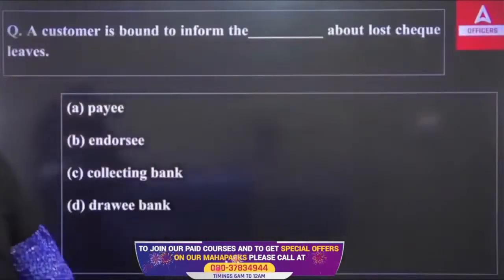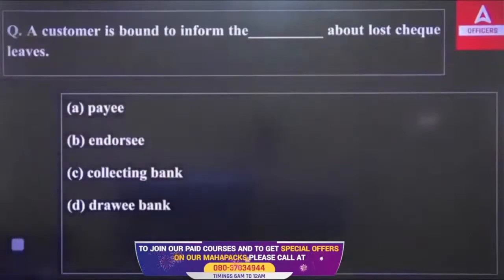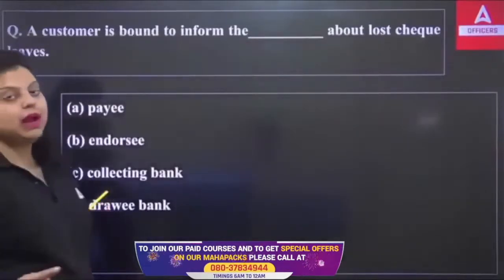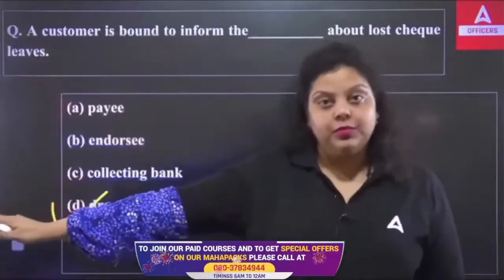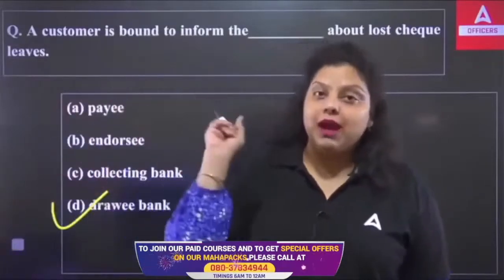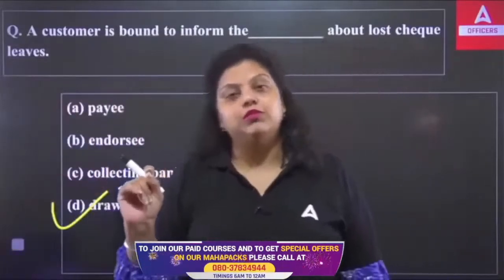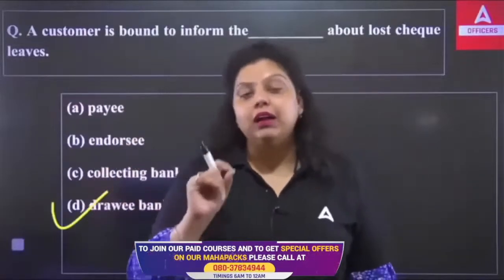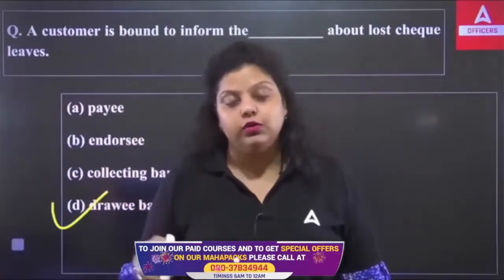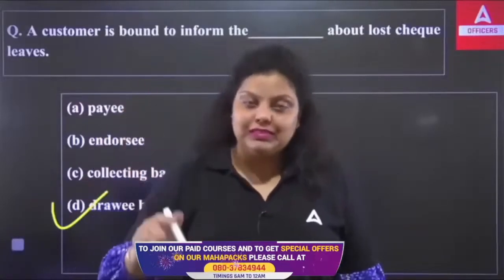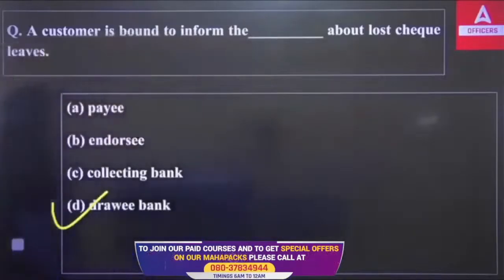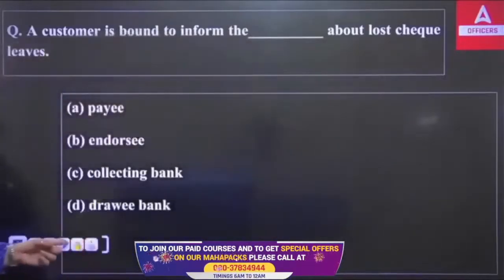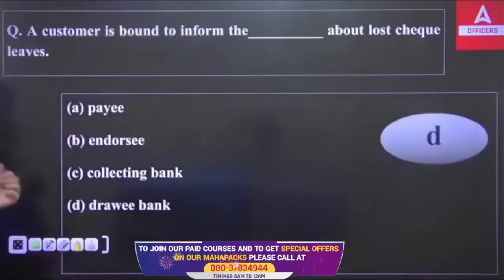In this situation, you have to inform the drawee bank, because the drawee bank is the bank which will actually be taking money from your account and paying for the check. So you have to inform the drawee bank that certain leaves of a check have gone missing from your checkbook, so that whenever the drawee bank receives the check from your account, it will confirm with you personally and then make the payment. Otherwise, no. So you have to inform the bank so that the bank will become very cautious about the payment of the check, and they will be confirming with you. The right answer is D.